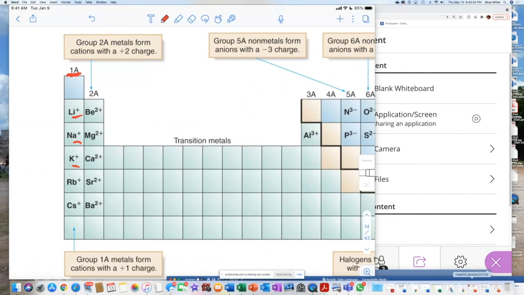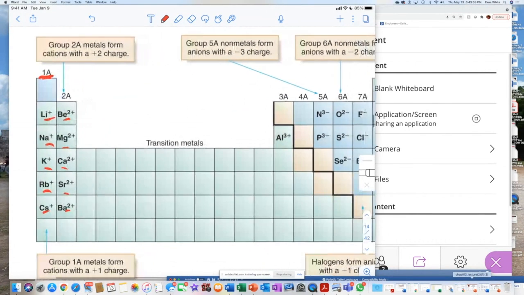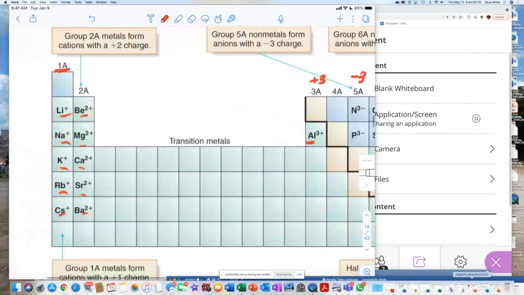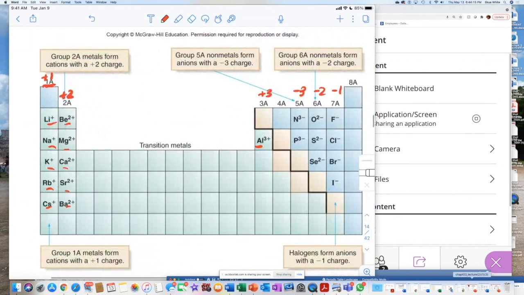Group 1A, these are all plus 1. Group 2A, these are all plus 2. This is their common bonding pattern. Group 3A, they're plus 3. Skip over group 4, and then you have minus 3, minus 2, minus 1. So you have plus 3 here, you have plus 1, and we have plus 2. Okay? Of course, remember you have access to these PowerPoint slides.